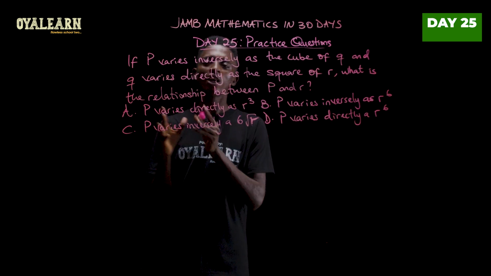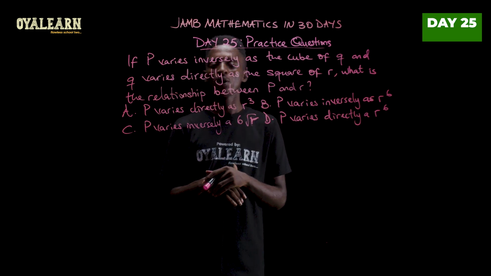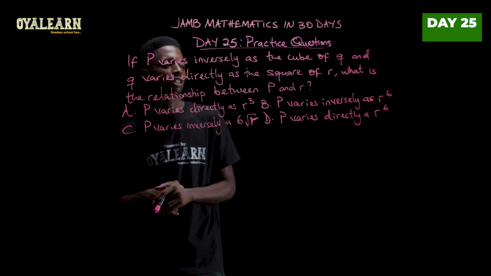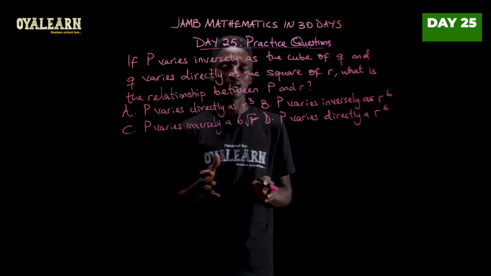If P varies inversely as the cube of Q and Q varies directly as the square of R, what is the relationship between P and R?